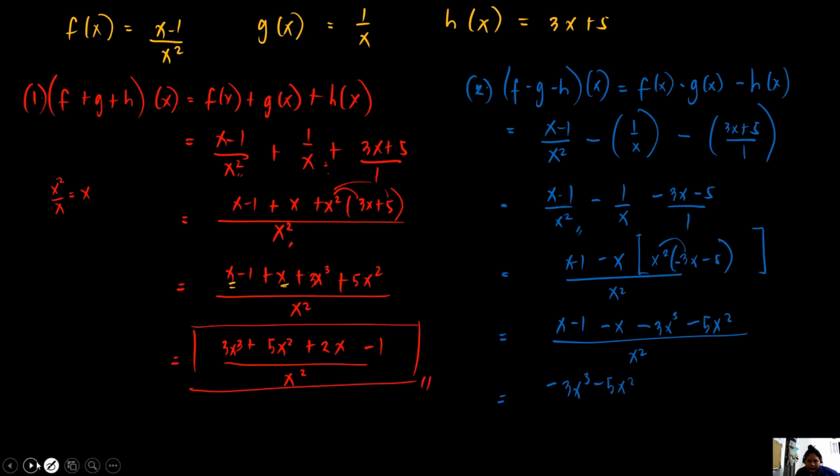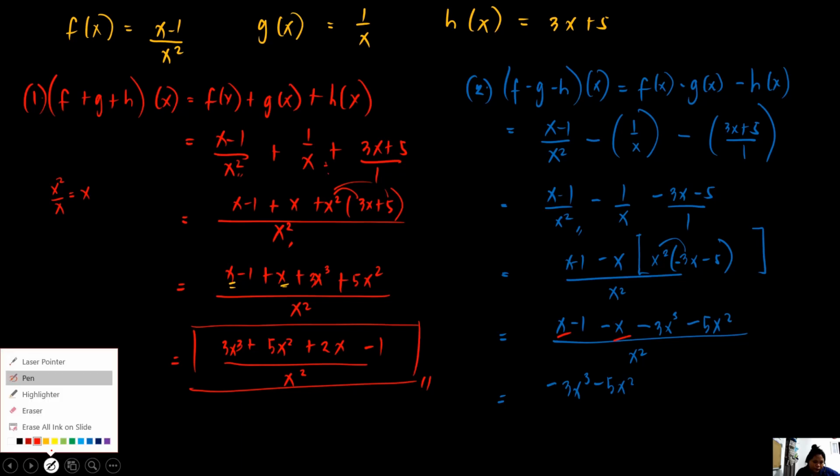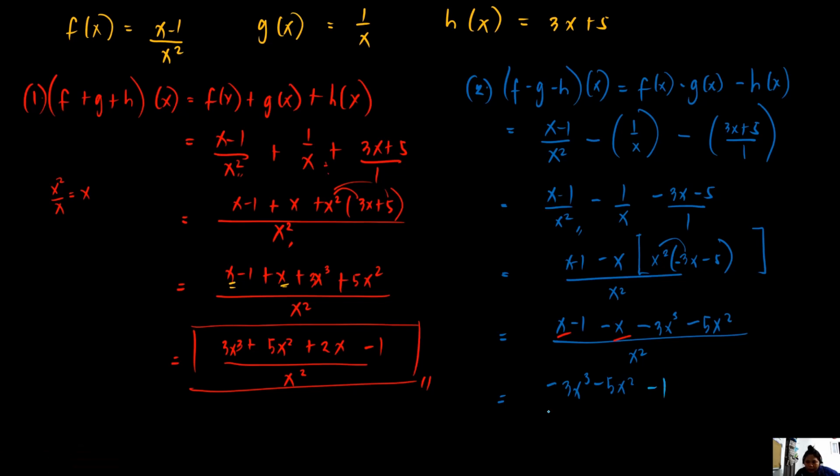Since this one, class, opposite sign, so will that be equal to 0? So, natitira na lang ay si negative 1. Okay, let me change. Negative 1 all over x squared. So, this is our final answer.